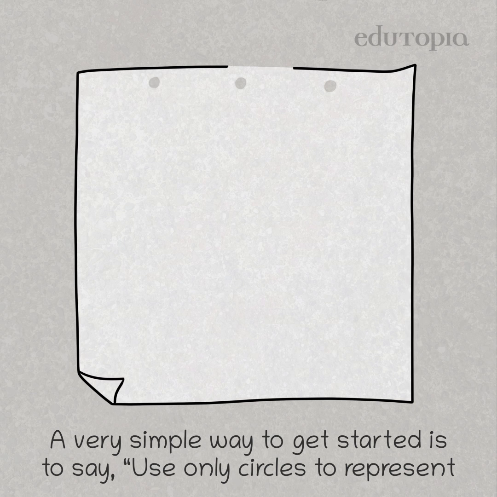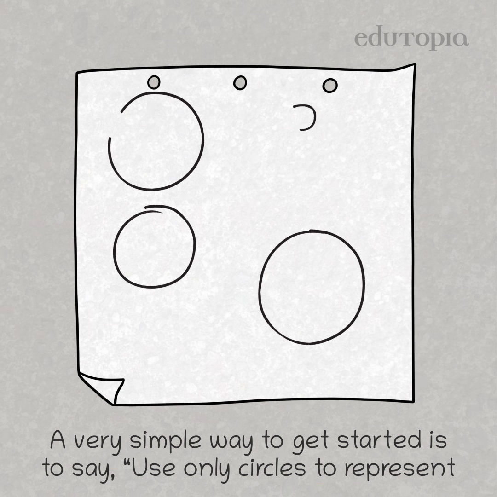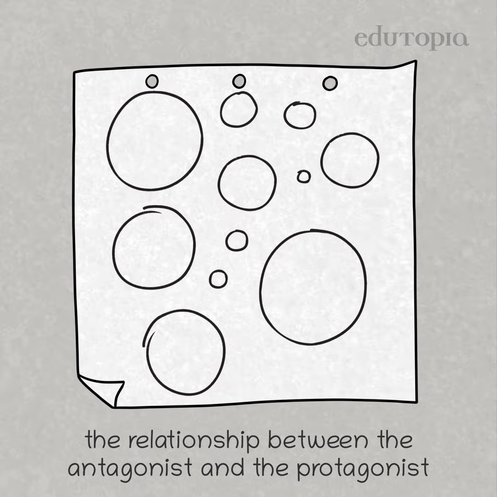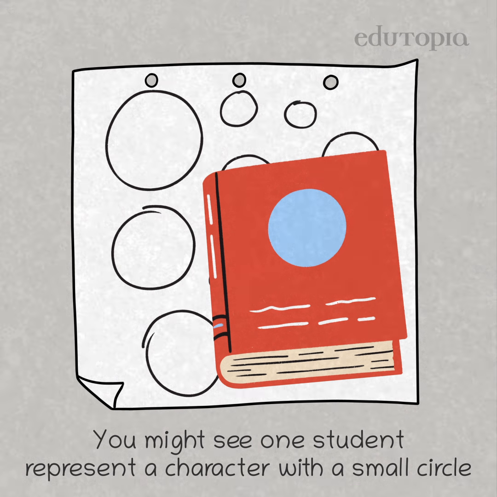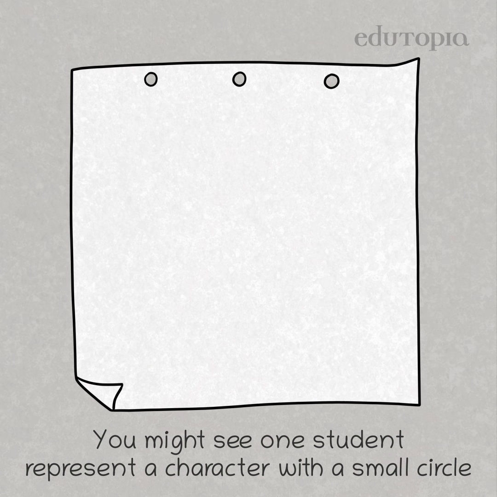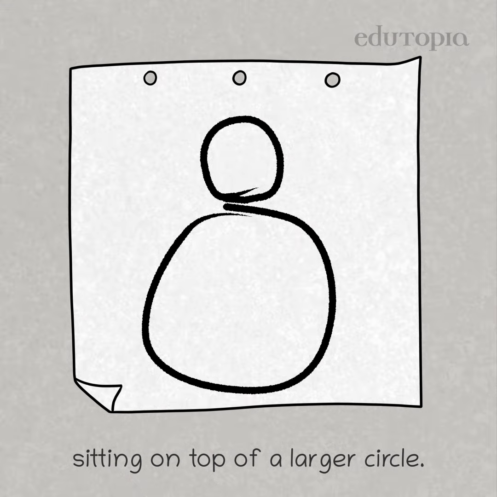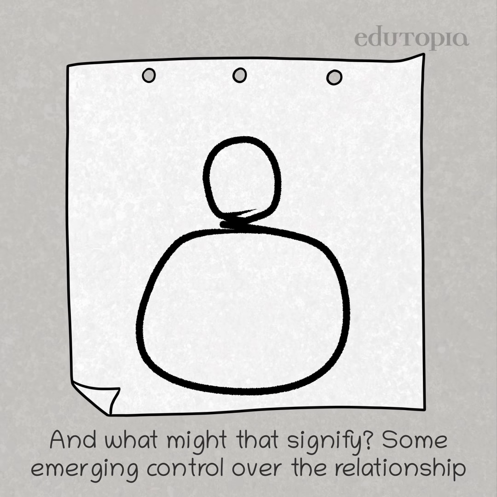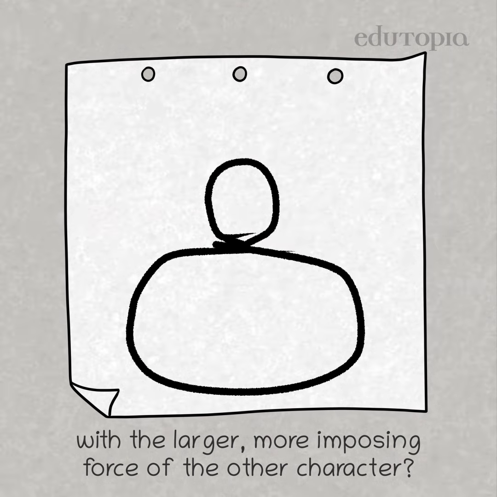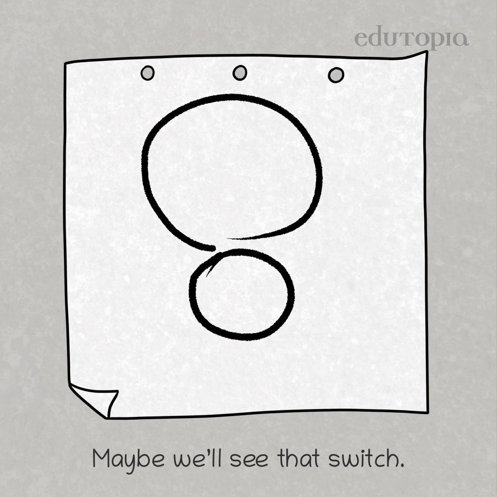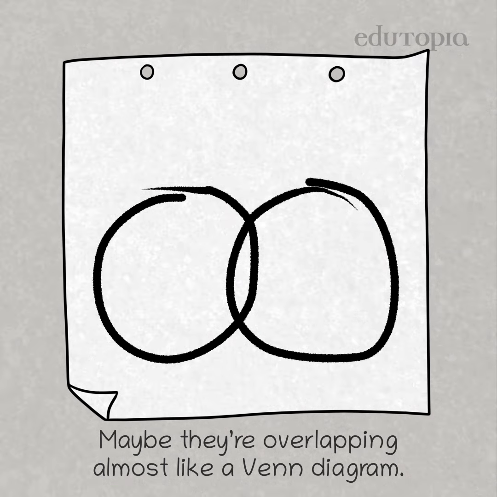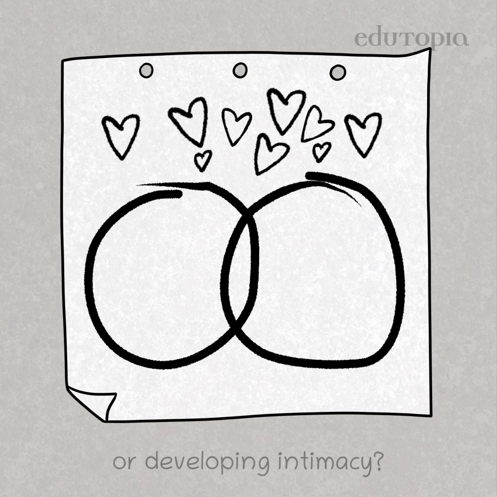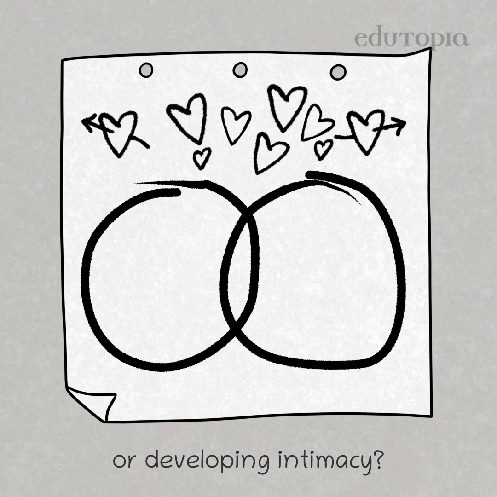A very simple way to get started is to say, use only circles to represent the relationship between the antagonist and the protagonist of this novel we're reading. You might see one student represent a character with a small circle sitting on top of a larger circle. And what might that signify? Some emerging control over the relationship with the larger, more imposing force of the other character. Maybe we'll see that switch. Maybe they're overlapping, almost like a Venn diagram. Could that mean that they are approaching a friendship or developing intimacy?